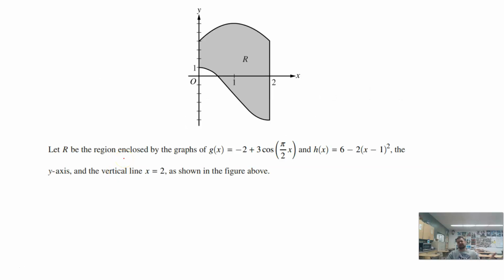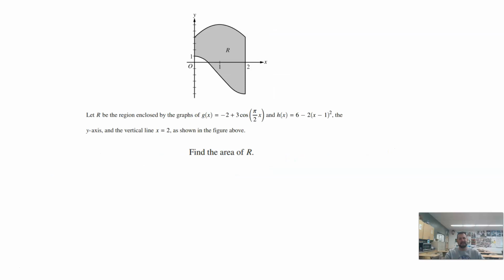We look at what the problem's saying. We've got, let R be the region enclosed by the graphs g of x equals -2 plus 3 cosine of pi over 2 x, and then we've got h of x equals 6 minus 2 times (x minus 1) squared. Now, you don't need to know, because you'll get it figured out real quick, which is g of x and which is h of x right there. And then we've got this vertical line, x equals 2. So we've got this enclosed area, pretty straightforward as far as what it's asking us to do. Now, letter A wants us to find the area of R.